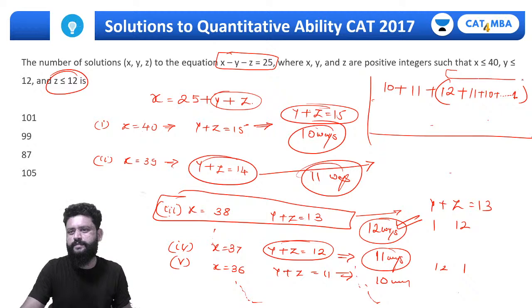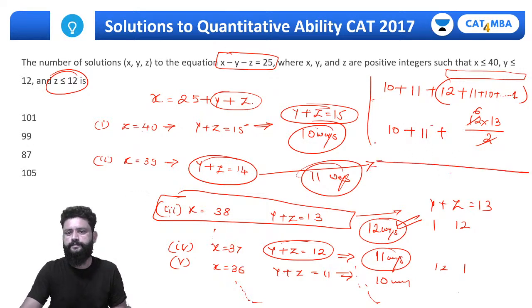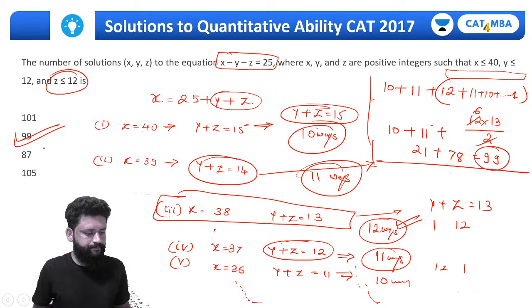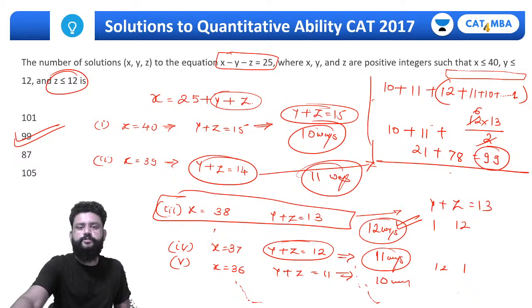Can easily add these numbers from 1 to 12, that is 12 into 13 divided by 2, comes out to be 13 into 6 is 78. So 10 plus 11 plus 78, 21 plus 78, the answer option. Let's go for the next one.